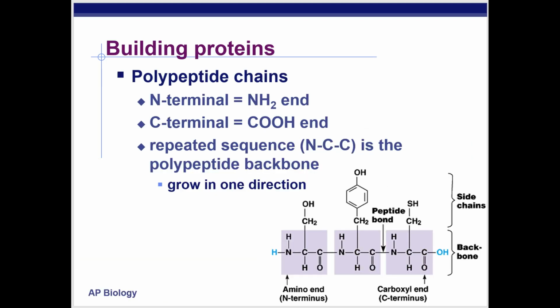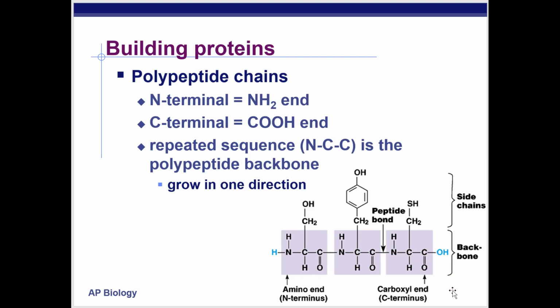So building proteins N to C. Here it is, N-terminal, NH2, C-terminal, COOH. This is called carboxyl. This is called the amine group. So the repeated sequence of NCC is the polypeptide backbone, and it always grows in only one direction. It is not random, and the enzymes that put this together know this.